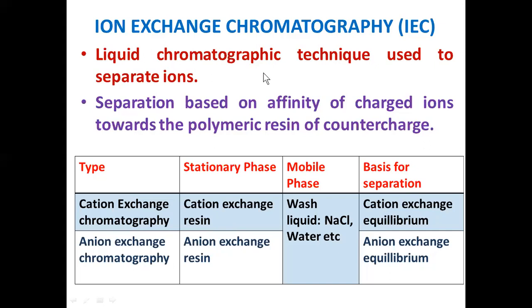It is a chromatographic technique used for the separation of ionic solutes based on the relative affinities of the charged ions towards the polymeric resin of countercharge. So SO3 minus is the countercharge in the resin. Whatever cations have affinity towards SO3 minus are going to be exchanged. Similarly, N+Me3 is the polymeric resin countercharge, and whatever anions have affinity towards those positively charged fixed sites are going to be exchanged.